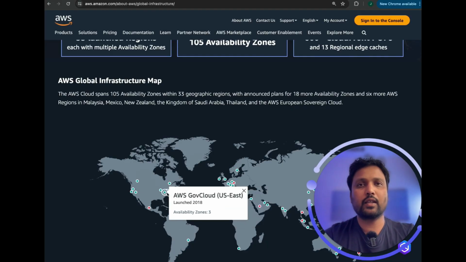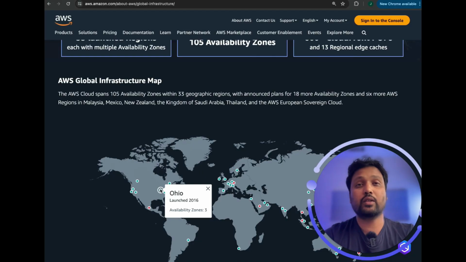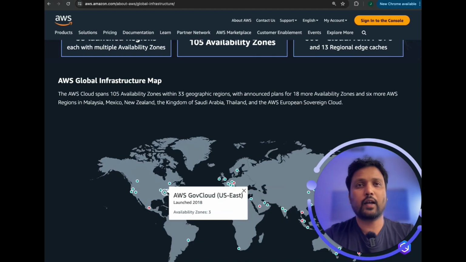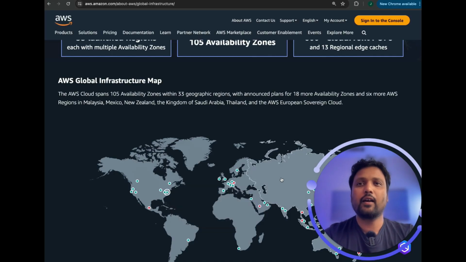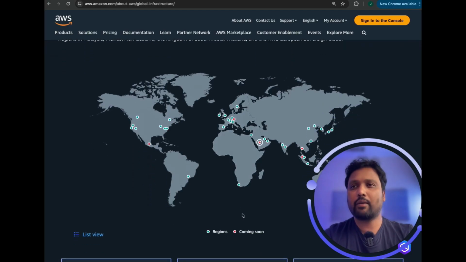If you look into these, AWS GovCloud or Ohio has 3 availability zones. Northern Virginia, which I am interested to show you, was launched in 2006 and has 6 availability zones. So this is one of the very first regions AWS launched, in early 2006. Now you should have a fair idea on AWS regions and availability zones.